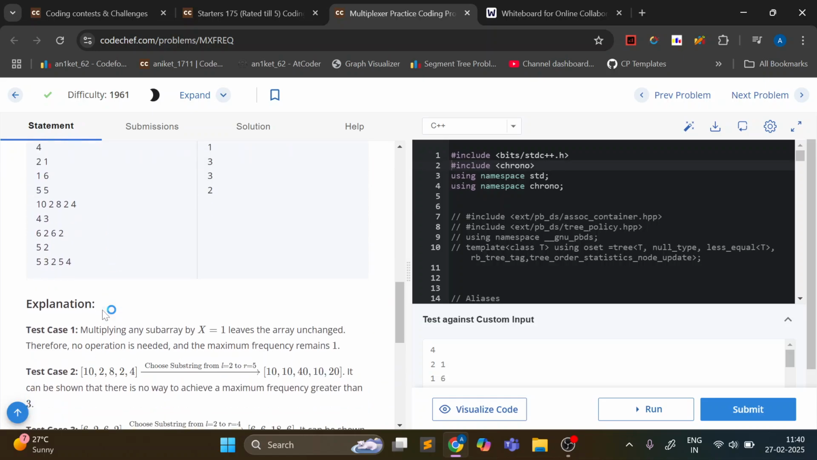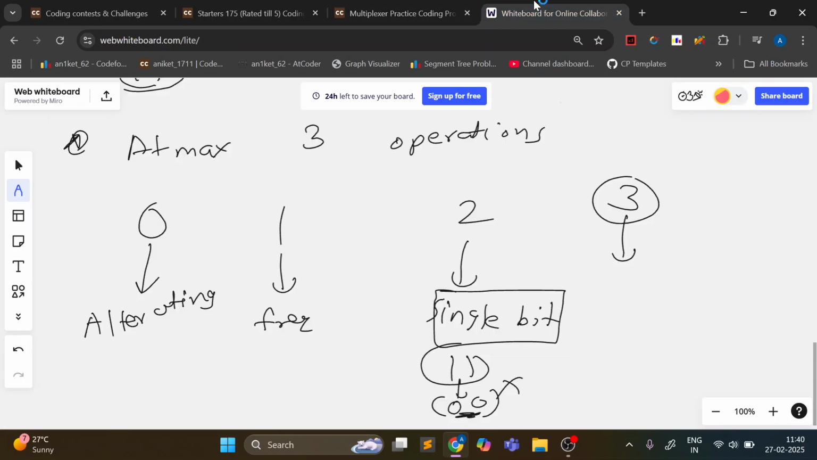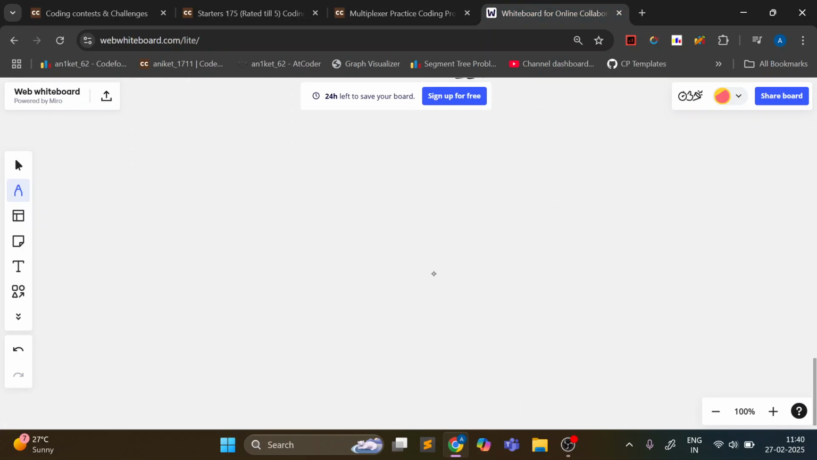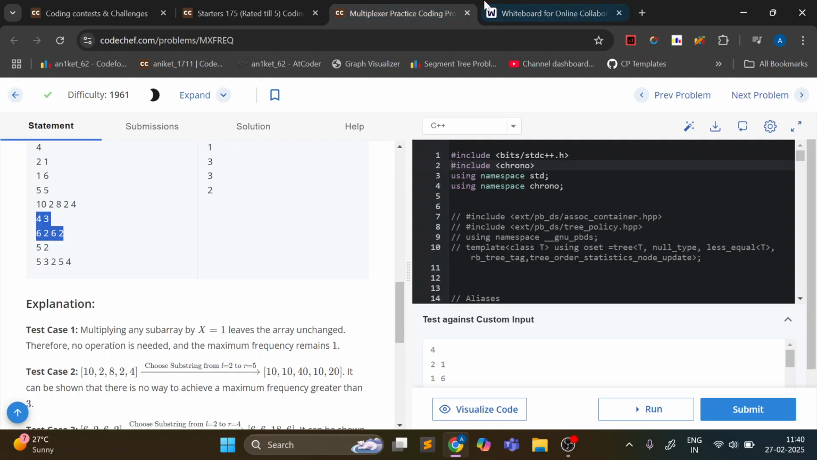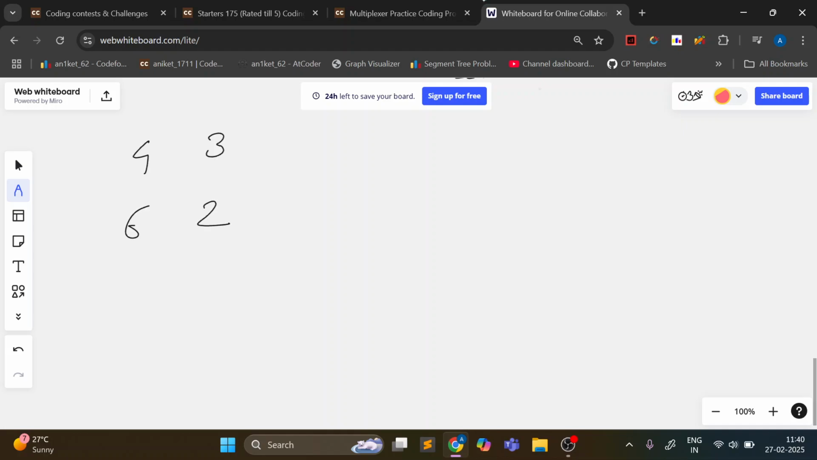So let's just take this case. We have n as 4 and x as 3, and the array was 6 2 6 2? Yes. So without performing any operation our answer would be 2, because 6 has frequency 2, 2 has frequency 2, and we take the max frequency of any element. So the answer is 2 without performing any operation.